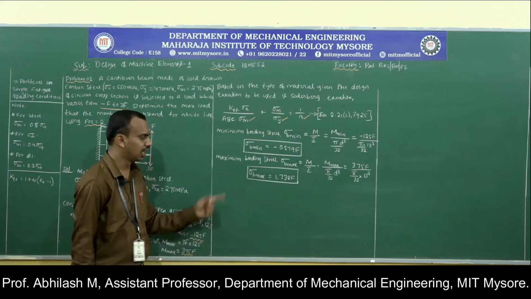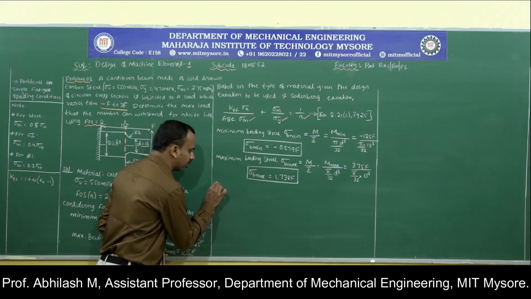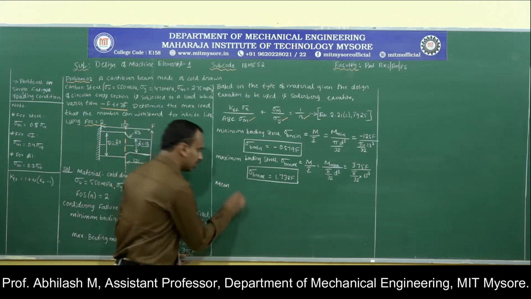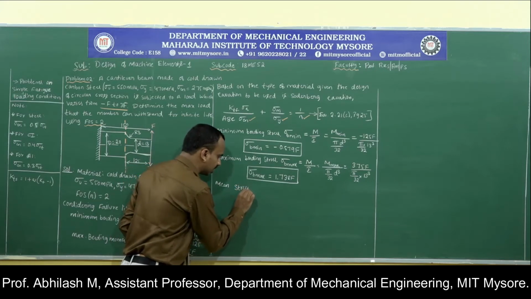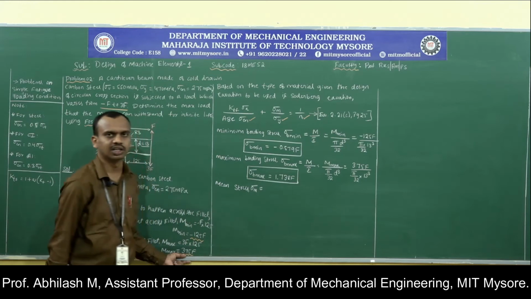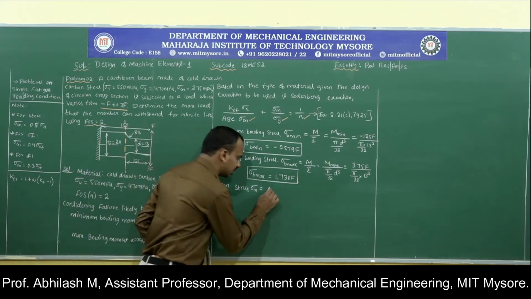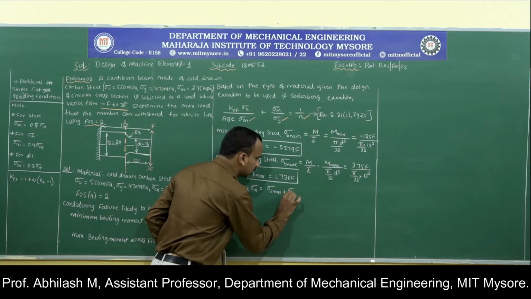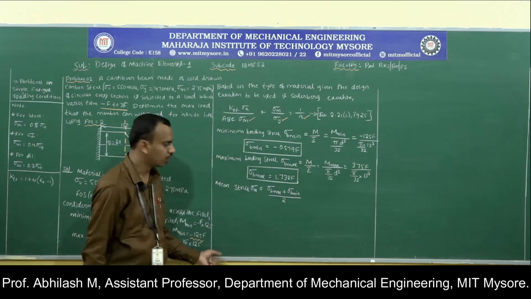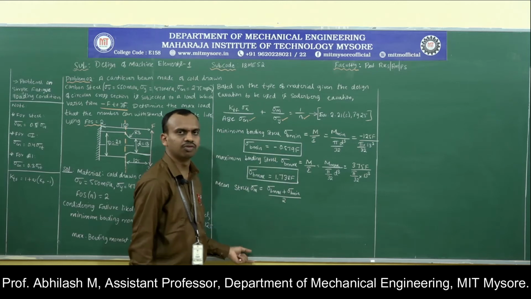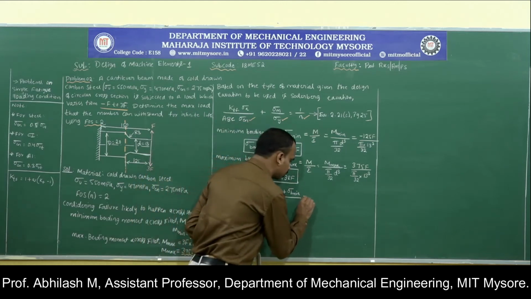Now I have obtained the minimum and the maximum stress values, but what I want is the mean and the amplitude stress. So let us calculate the mean stress first. The mean stress, denoted by sigma m, is equal to sigma b maximum plus sigma b minimum divided by 2. We have calculated both the maximum and minimum stress values, so just substitute those two values.